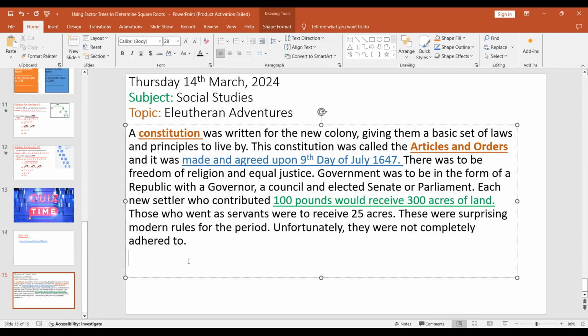So after Eleuthera did not work out as they thought.